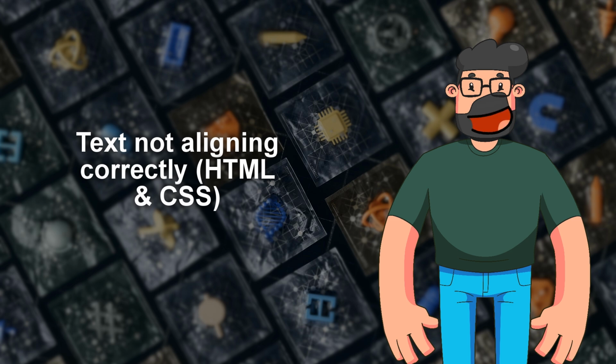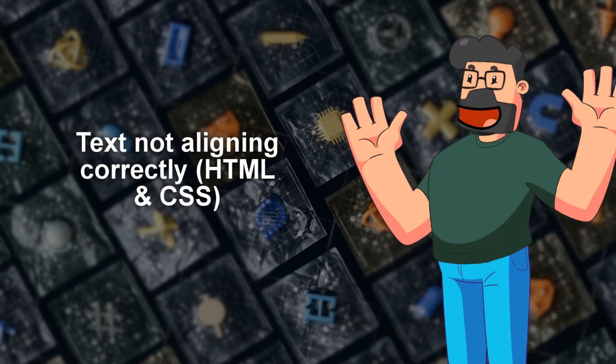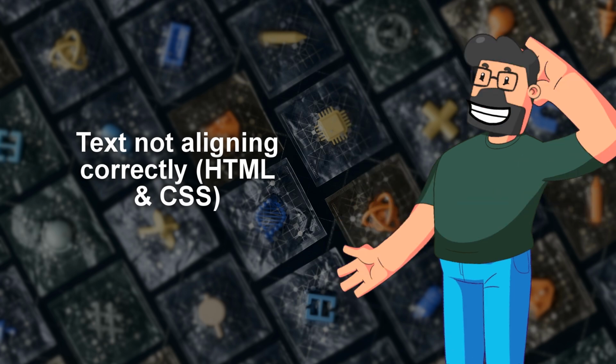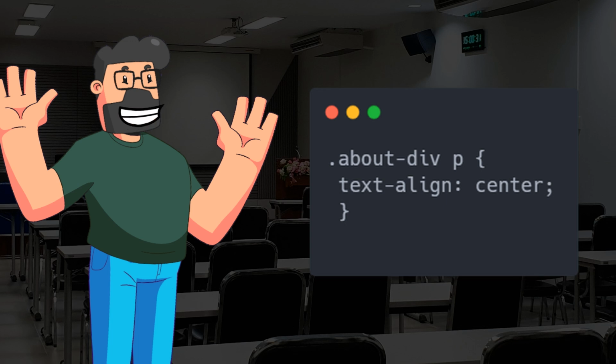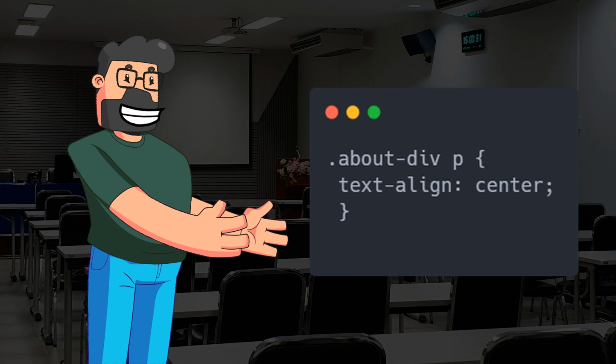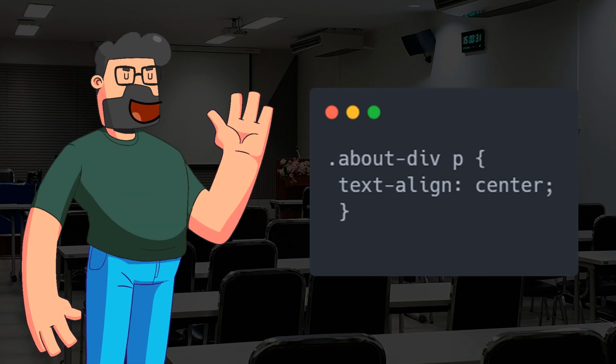Today, we have a little problem to tackle together. So, here's the deal. If you're working on a website and you find that some text in a div just isn't aligning correctly, well, you're not alone. The problem we're facing is that the text within a div is not aligning as expected. But fret not, I've got a simple solution that will have your text looking spick and span in no time.